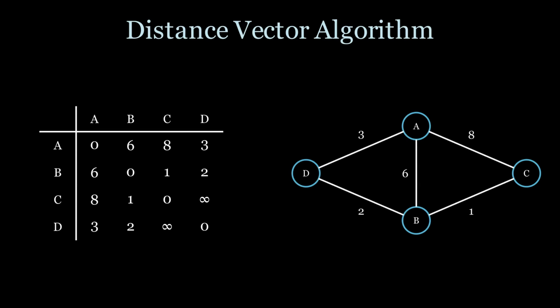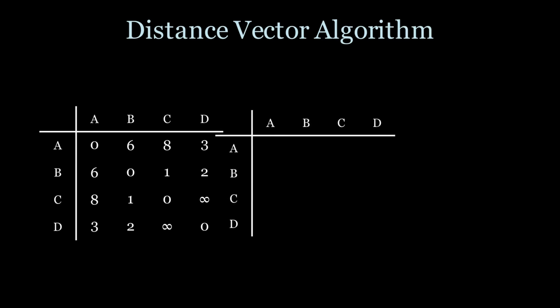For example, if we take node A, it has a cost of 6 to reach node B, a cost of 8 to node C, and a cost of 3 to node D. Now if we look at node C, you'll notice that it's not directly connected to node D. So we just put infinity for now until we find a shorter route.